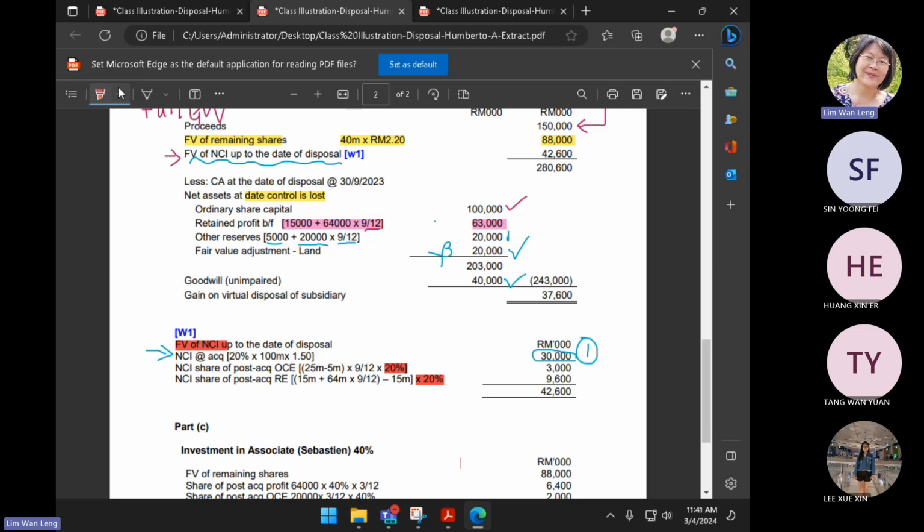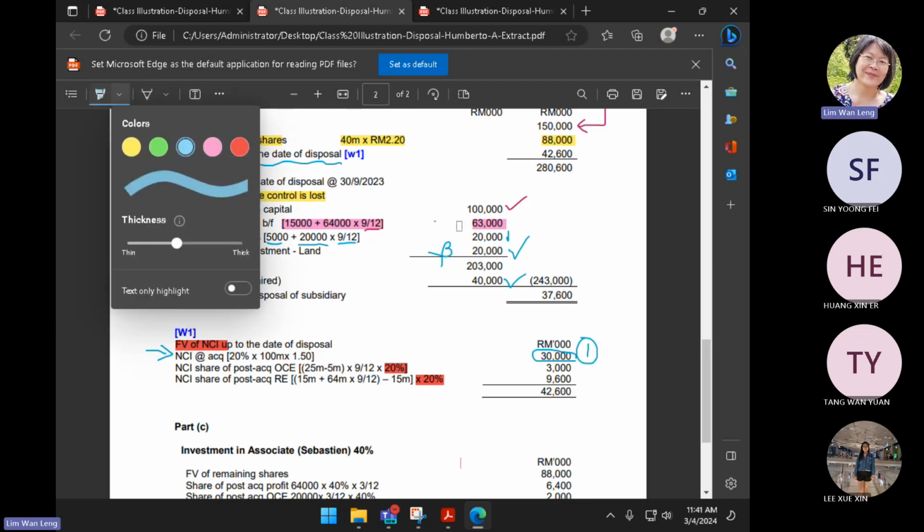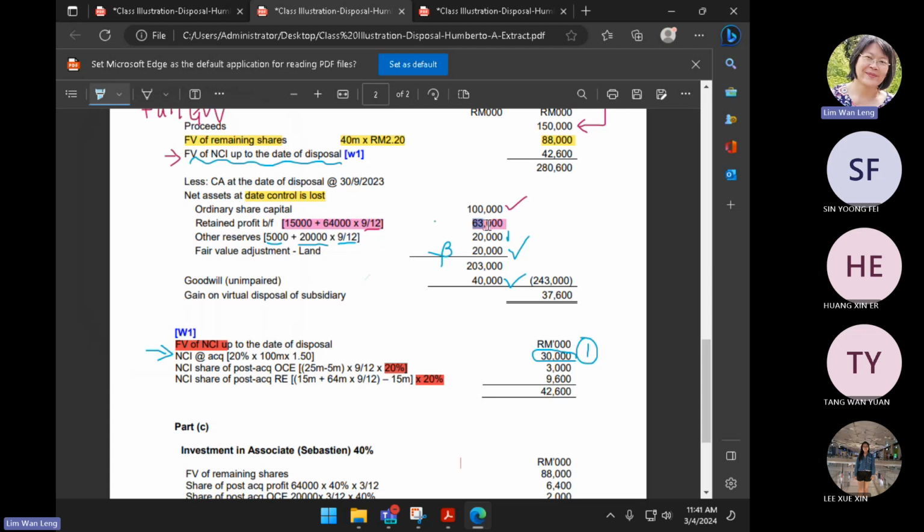So the post-acquisition, basically this figure, this one, the 63 and the 20. But you just need to remove the pre-acquisition. After you minus this, you will get the post-acquisition. You just take your share. So you get all these figures.